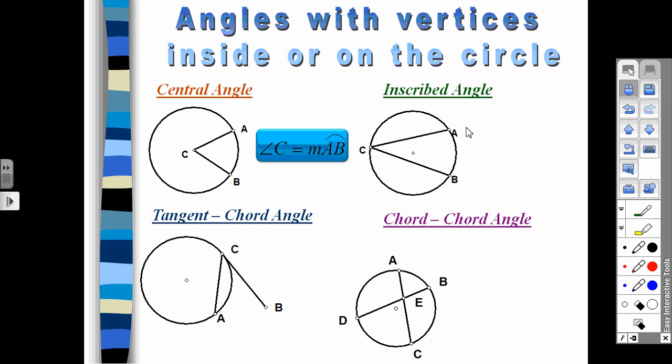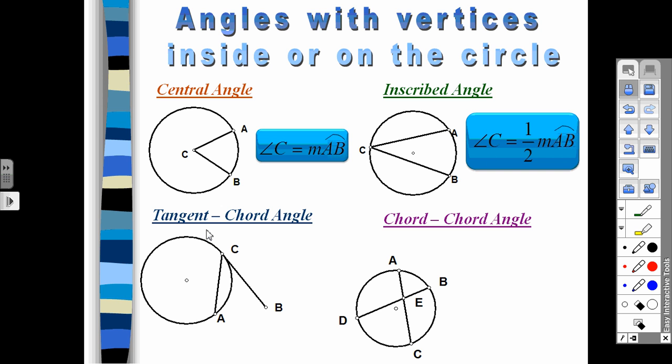And I think you guys remember the inscribed angle. That is the angle whose vertex is actually on the circle, so right here. And if you recall, this angle is going to be half of the arc that is created. So angle C is 1/2 the measure of arc AB. So these should be the familiar ones. Okay, so now we're getting into new territory.